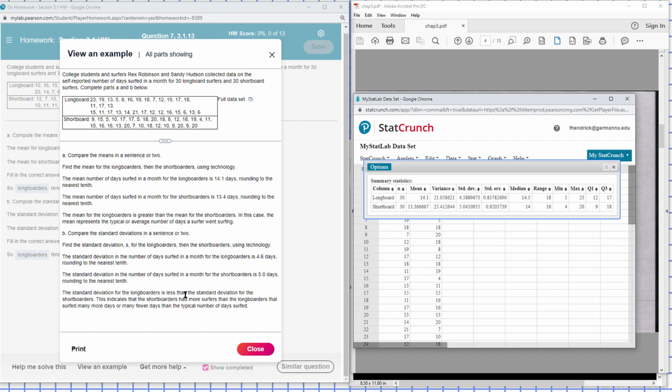So what else you can see from that is that when you look at the deviation here, most of the longboarders were close to the mean, and for the shortboards, most of the shortboarders were a little bit further away from the mean. So it was a bigger range there.